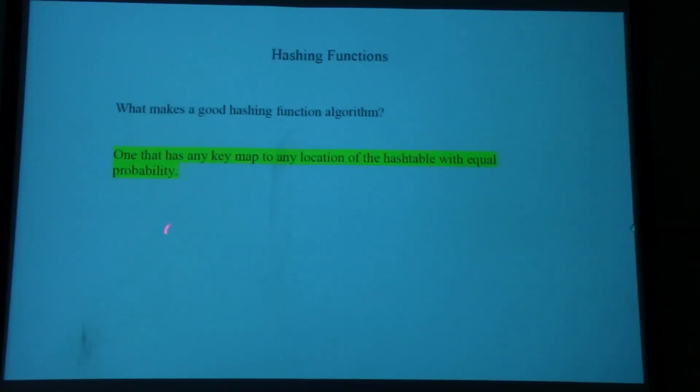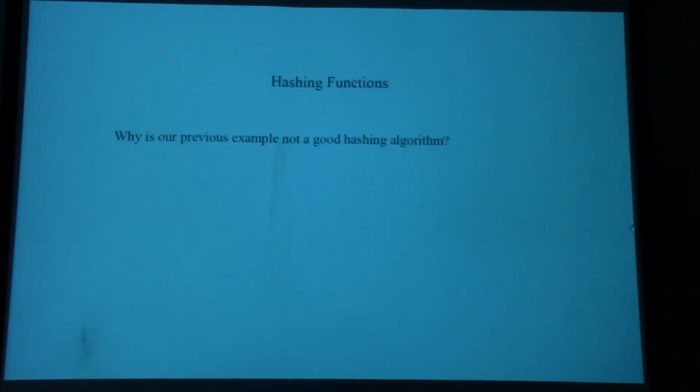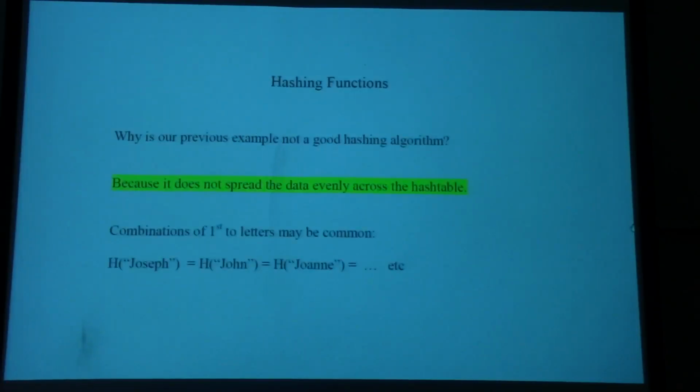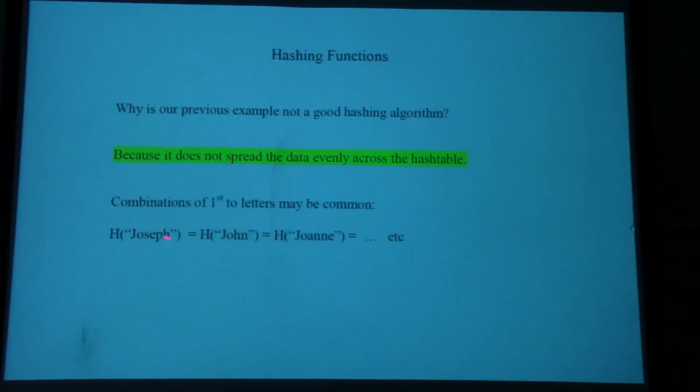What makes a good hashing algorithm? We want one that has a key map to any location of the hash table with equal probability. That's what makes it good. Why is our previous example not a good hashing algorithm? Well, it looks good here, because I fooled you, but you can see that if we have Joseph, John, and Joanne, they're all going to go to the same location because I'm only taking the first two characters. So that's probably not the best algorithm ever. I did only 4 examples; you should consider more names. Take a book of names and run the 3 algorithms, see what you get.